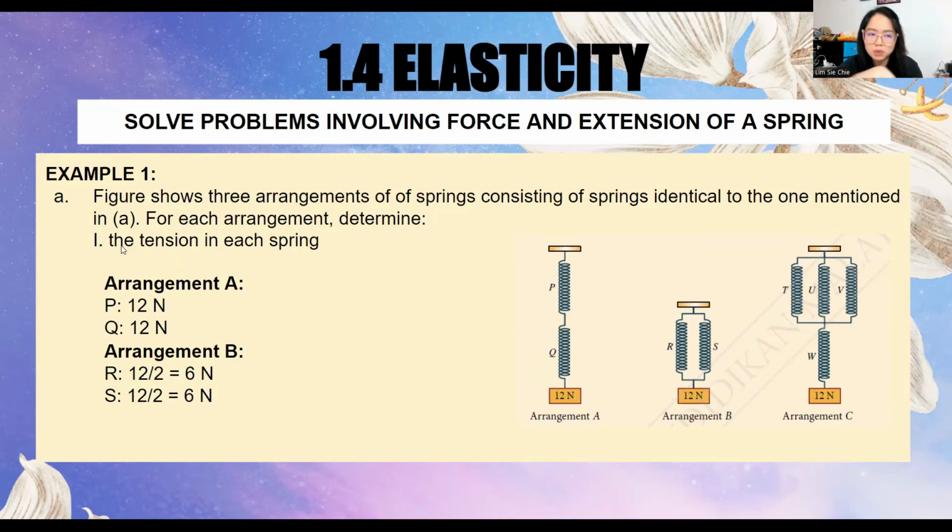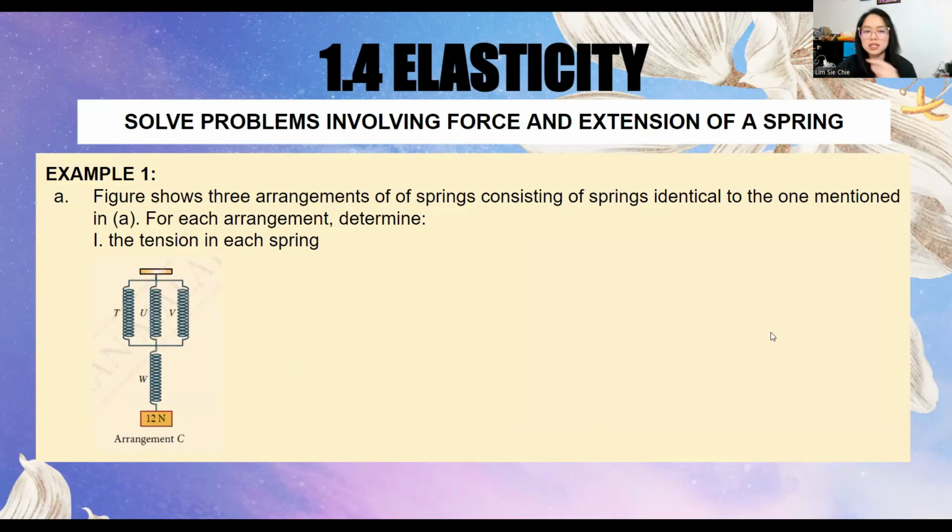I'm sorry, because the question is asking about the tension on each spring, the tension is easy. The force, because I'm hanging 12 Newton here, P will be experiencing 12 Newton, Q will also be experiencing 12 Newton. And then here, R and S, because they are sharing the same load, 12 Newton divided by 2, so I get 6 Newton and 6 Newton. Easy, right?